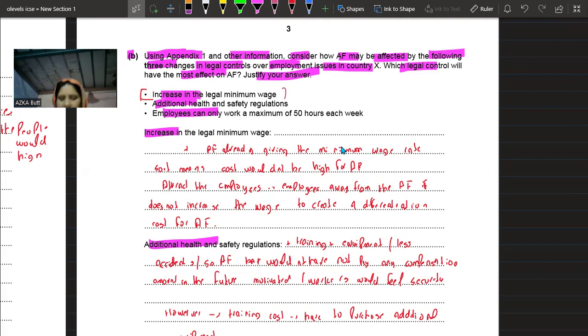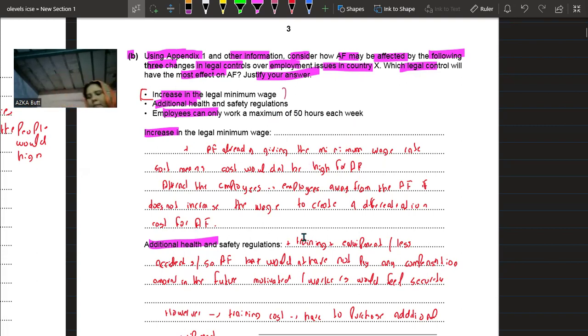So it means that these employees, these laborers are very precious for you. So that is why maybe you have to create a differentiation. If the other businesses are also giving the same wage rate, and you are giving the same wage rate, it means that there will be no differentiation, and it can decrease the motivation level of your employees.